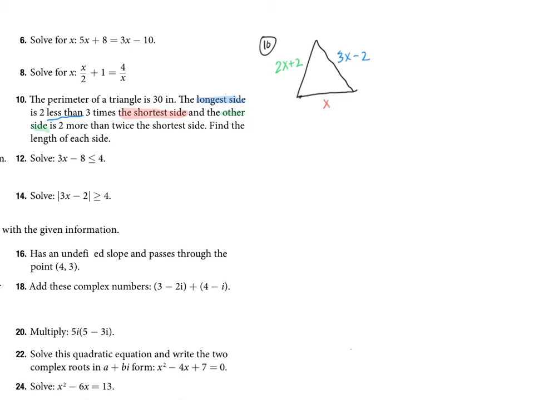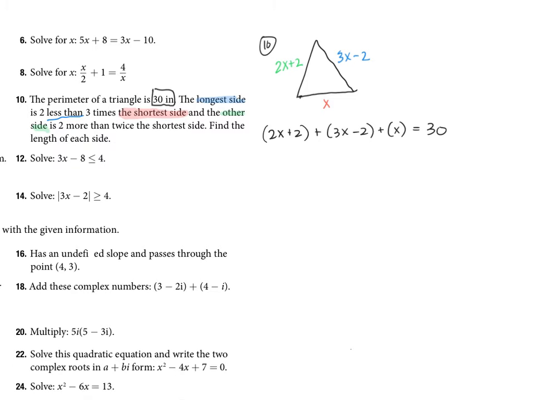Now it says find the length of each side. So the perimeter is adding up all the sides. They say the perimeter is 30 inches. So I'm just going to add all these up and set it equal to 30. So 2x plus 2 plus 3x minus 2 plus x is equal to 30.